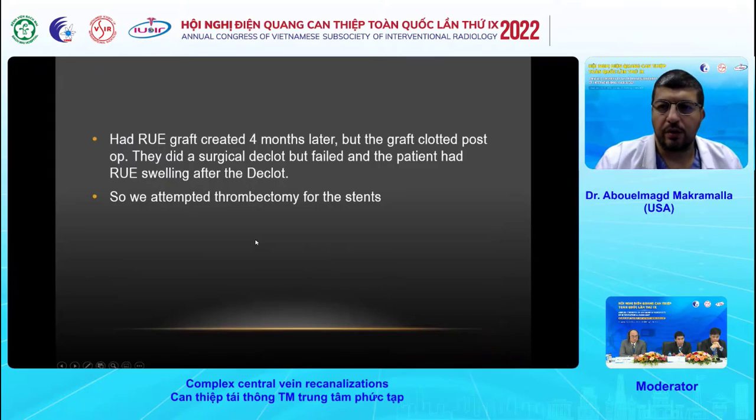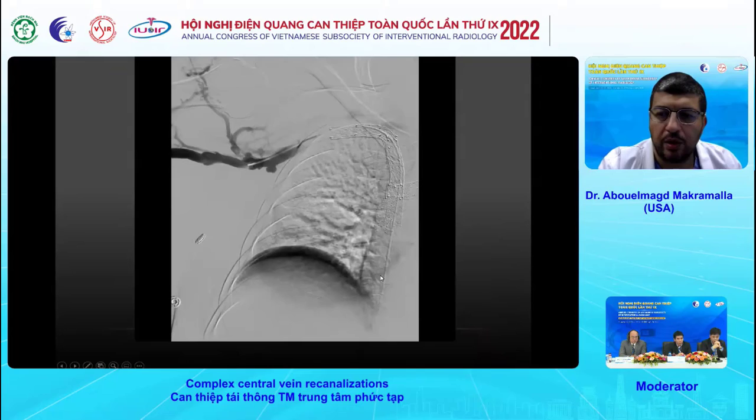So the patient had a graft created 4 months later. Unfortunately, while placing the graft, it clotted, and they had to do a surgical declot while they were placing the graft itself. Unfortunately, they embolized some clots to the stents, and they called us because they couldn't get the clots out. So we went through the right groin to avoid going through a fresh graft that was placed the day before.